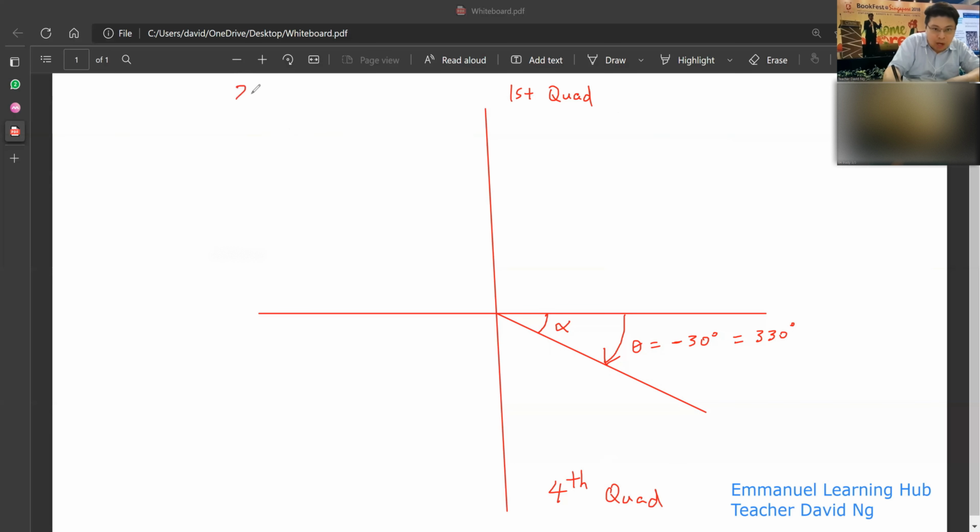Okay, let me label my quadrants first. By now you should know how to label your quadrants already. ASTC. This is A, this is S, here is T, here is C. Okay, you already know what it stands for, right? So ASTC, add sugar to coffee. If you can't remember the ASTC sequence, remember add sugar to coffee. The A stands for all. Clear all that part? If you can't remember the ASTC sequence, remember this phrase, add sugar to coffee. That one is very easy to remember, right?